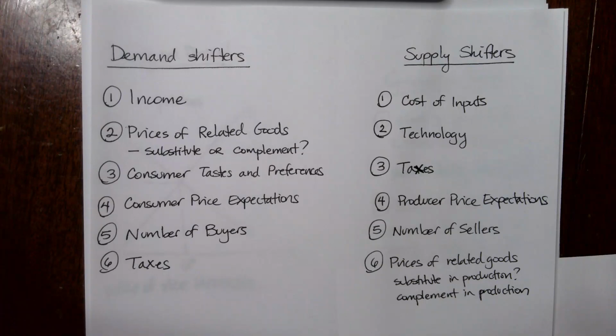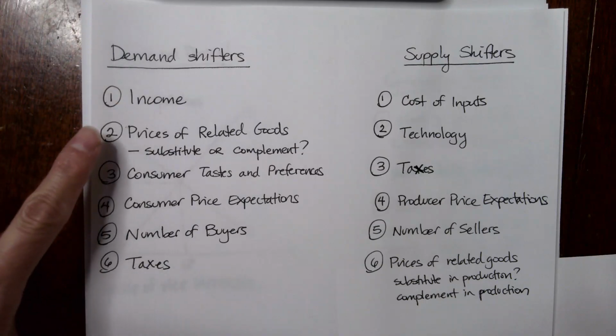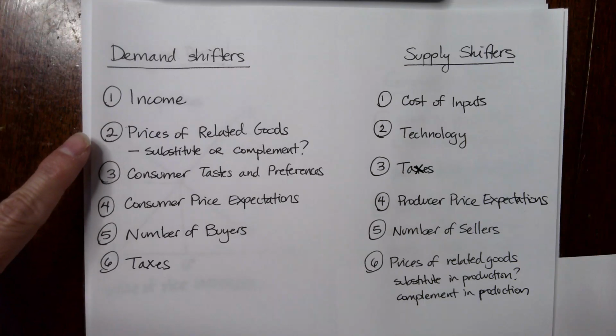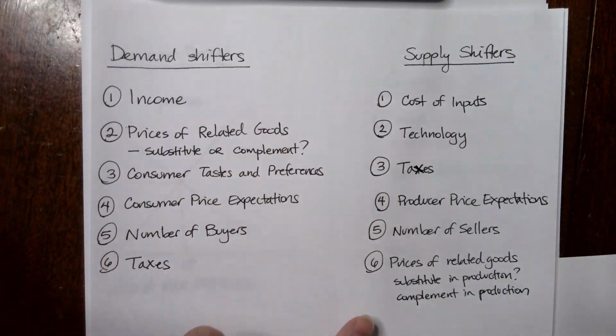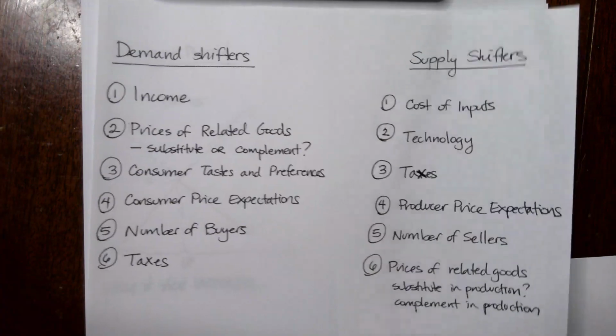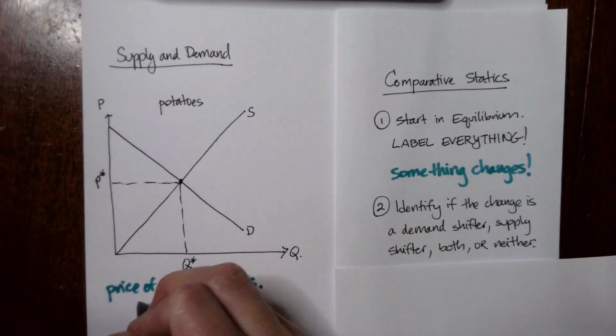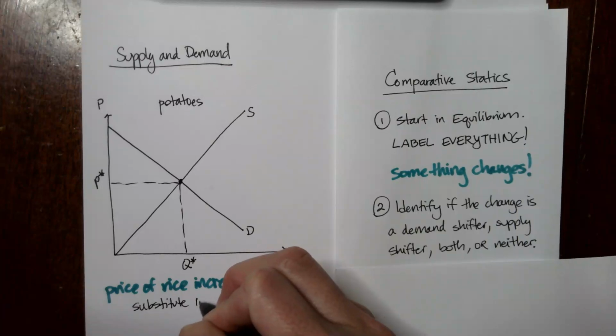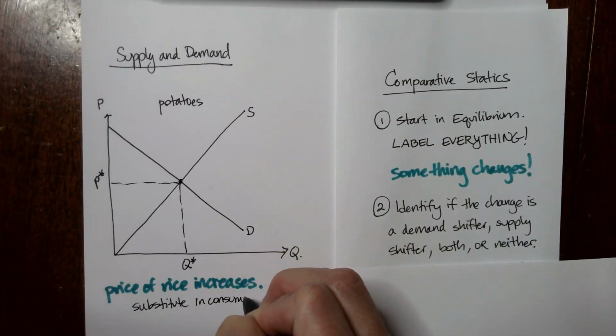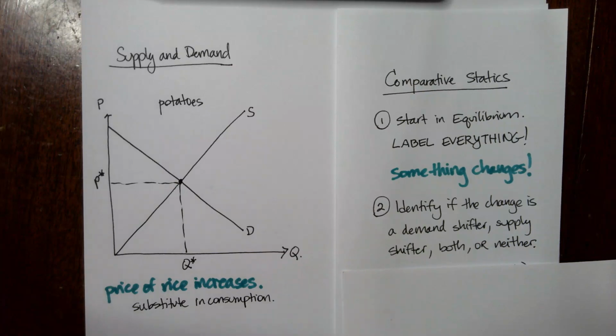We have a handful of demand shifters: income, prices of related goods, goods that are related in consumption, and so on. Same thing, we have a list of supply shifters. We're thinking about rice here and how it relates to potatoes. I would suggest to you that rice and potatoes are substitutes in consumption. When one is putting a meal together, we might think about having a starch on our plate, whether that's potatoes or rice. So it's a substitute in consumption.